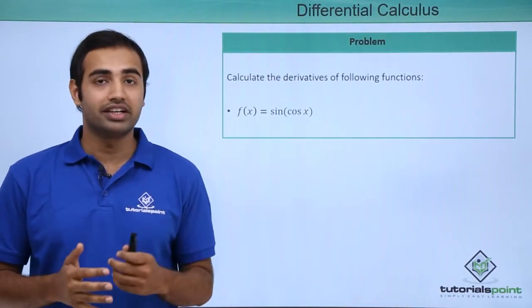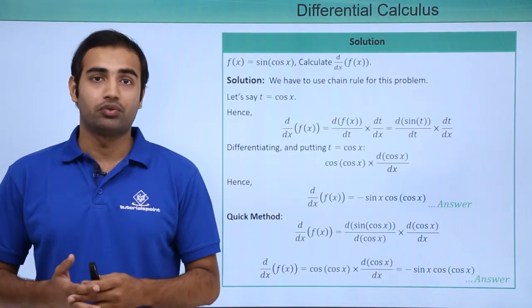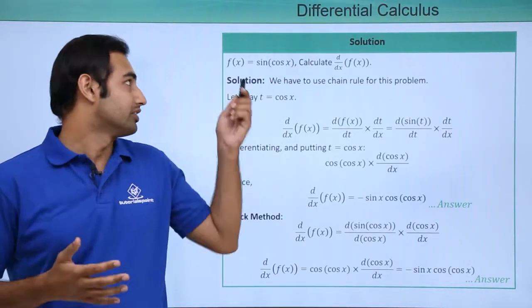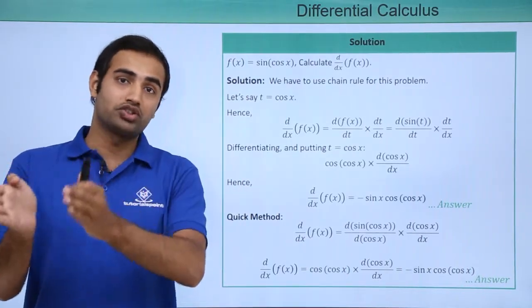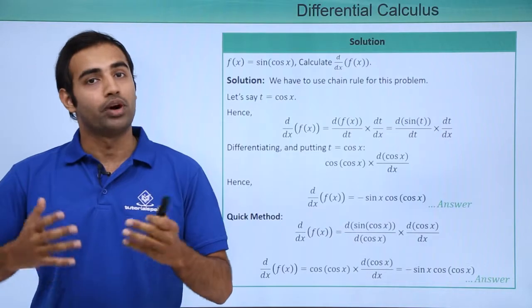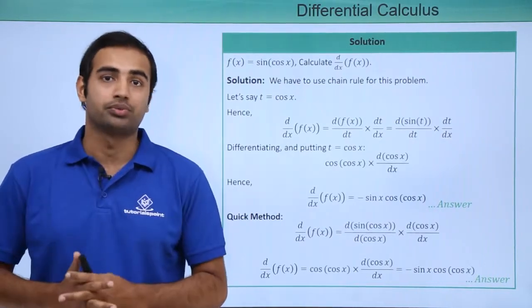Now we have to differentiate this. So how do we do that? Let's see. So first of all, what I do is I write the function as it is, f(x) is equal to sine of cos x, and then I assume cos x to be a new variable t. Now why am I doing that? You will know very soon when we actually apply the chain rule to this question.